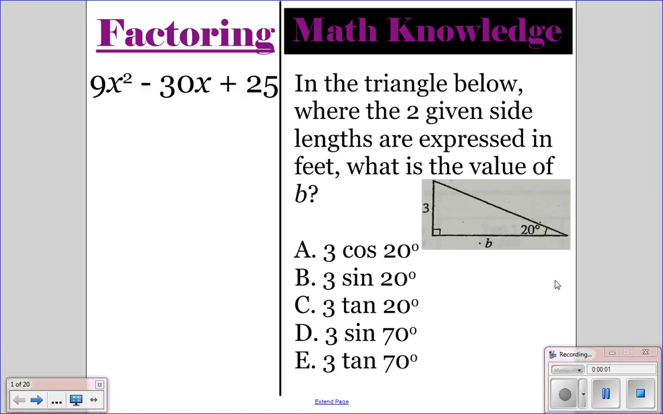All right, so y'all go ahead and do the factoring and the math knowledge question for today. Pause the video, and then once everyone is finished, you can unpause the video and I'll go over the correct answers. So for this factoring, we're going to take this 9 and multiply it by the 25 to remove it.